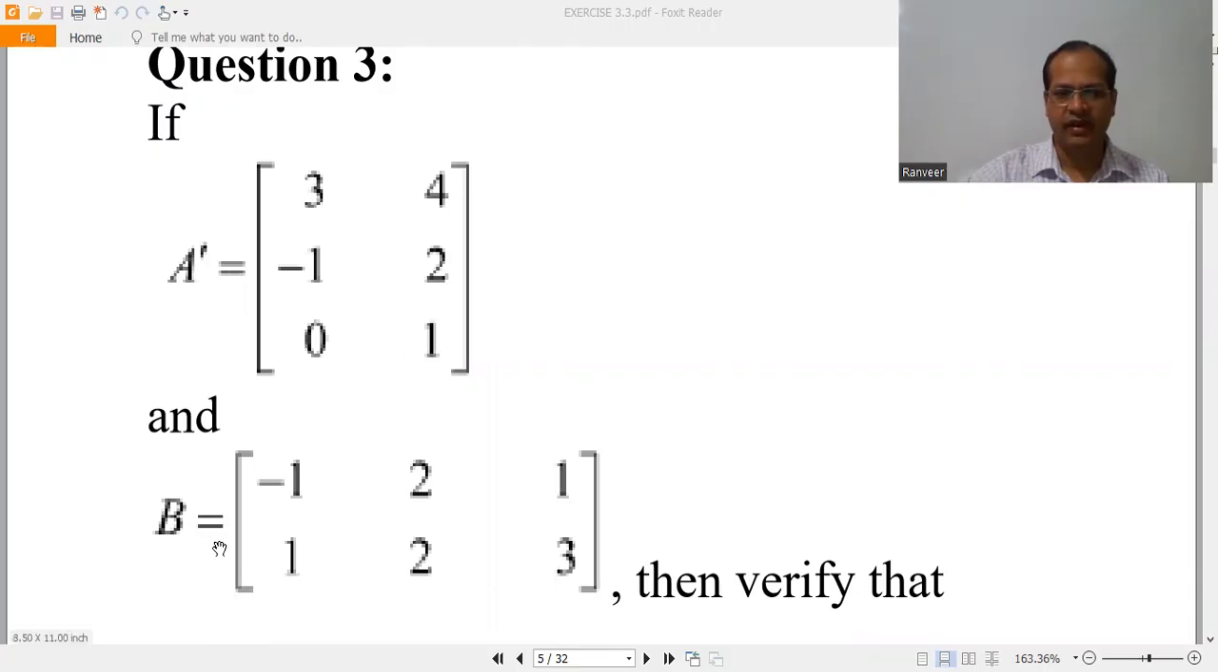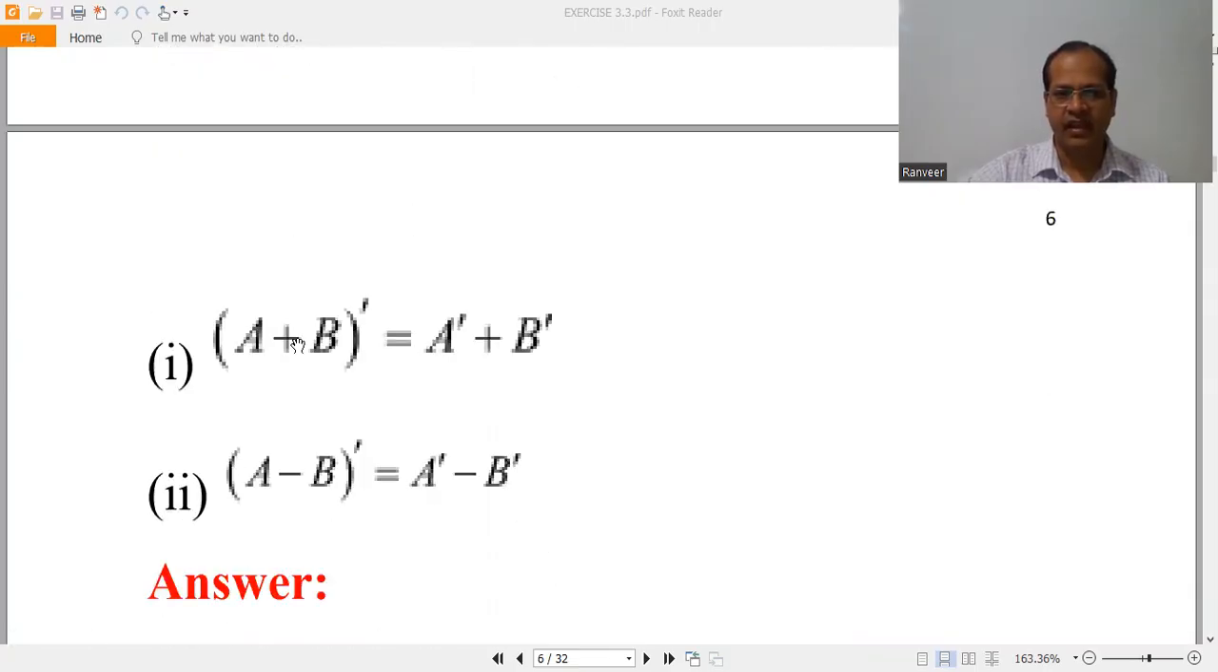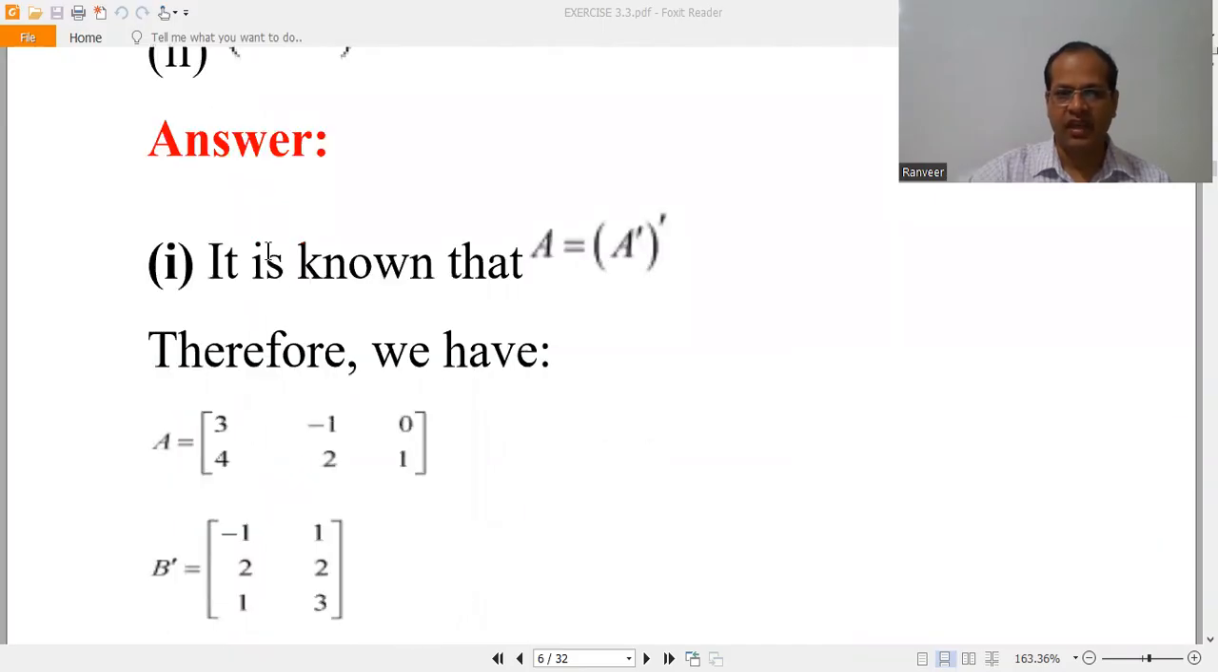A transpose is given, B is given, then verify (A plus B) transpose equals A transpose plus B transpose. It is known that the transpose of the transpose of A is A. Suppose any transpose value is given; if we take the transpose, we will get the result A. So A is 3, 4, minus 1, 2, 0, 0, 1. And B dash is minus 1, 1, 2, 2, and 1, 3.